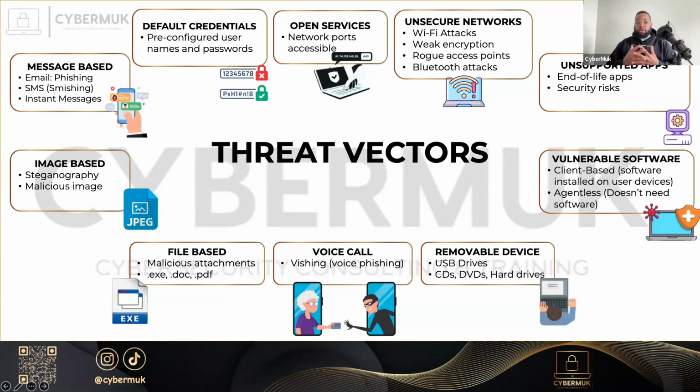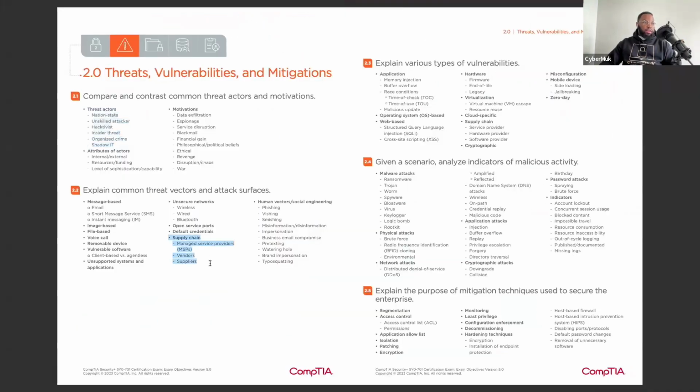So as a summary, these are some of the threat vectors used by cyber criminals or by threat actors to get into systems. Removable devices, phone calls, files, images, messages like emails or SMS, default credentials, open systems, unsecure networks, unsupported applications, or vulnerable software. We will talk about a few more in the next videos, such as the supply chain vector.